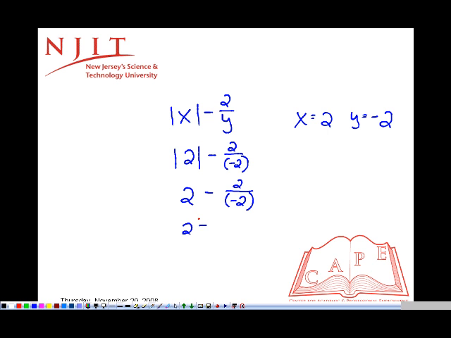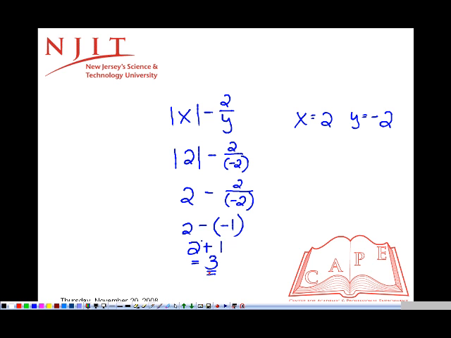Now if you remember from the functions, a positive divided by a negative is negative. So 2 divided by -2 is simply -1. So I'll write that in parentheses. So all we're left with is 2 minus a -1. And if you remember, a negative times a negative is a positive, so you simply have 2 plus 1. And the final answer you're given is 3.